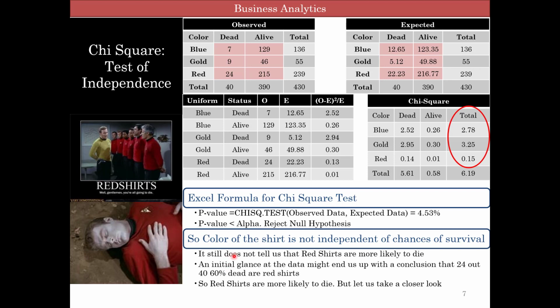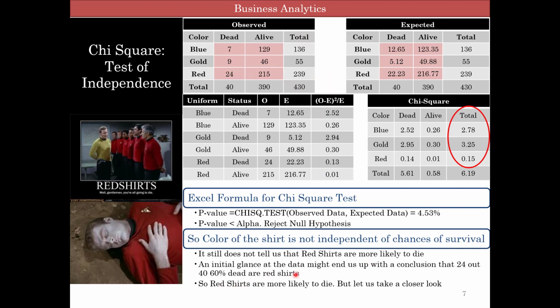Now, it does not tell us red shirts are more likely to die, and you can say initially, if you look at it, hey, 24 out of the 40 people who died are red shirts, so 60% of the dead wore red shirts. Well, they just happen to be a larger chunk of the crew.